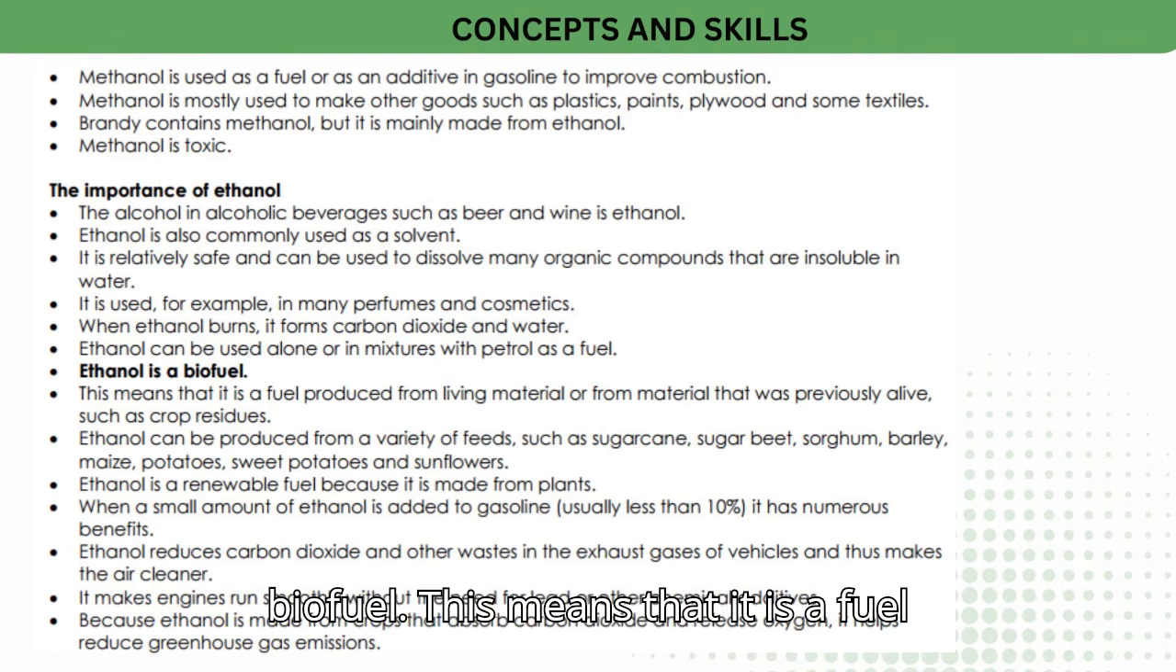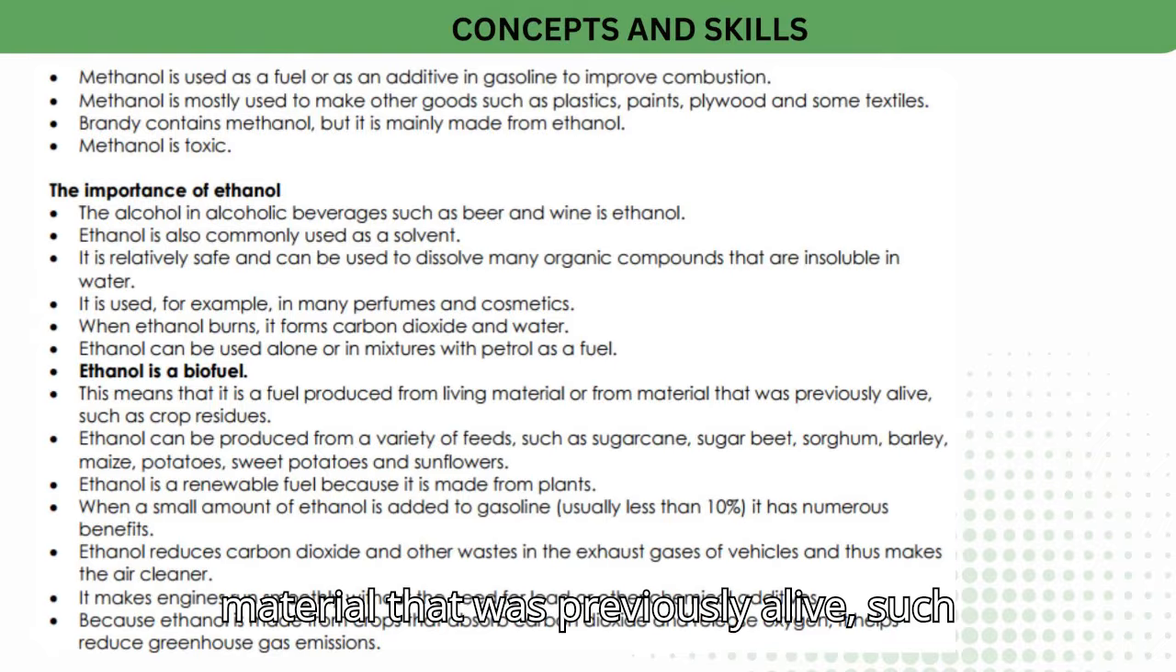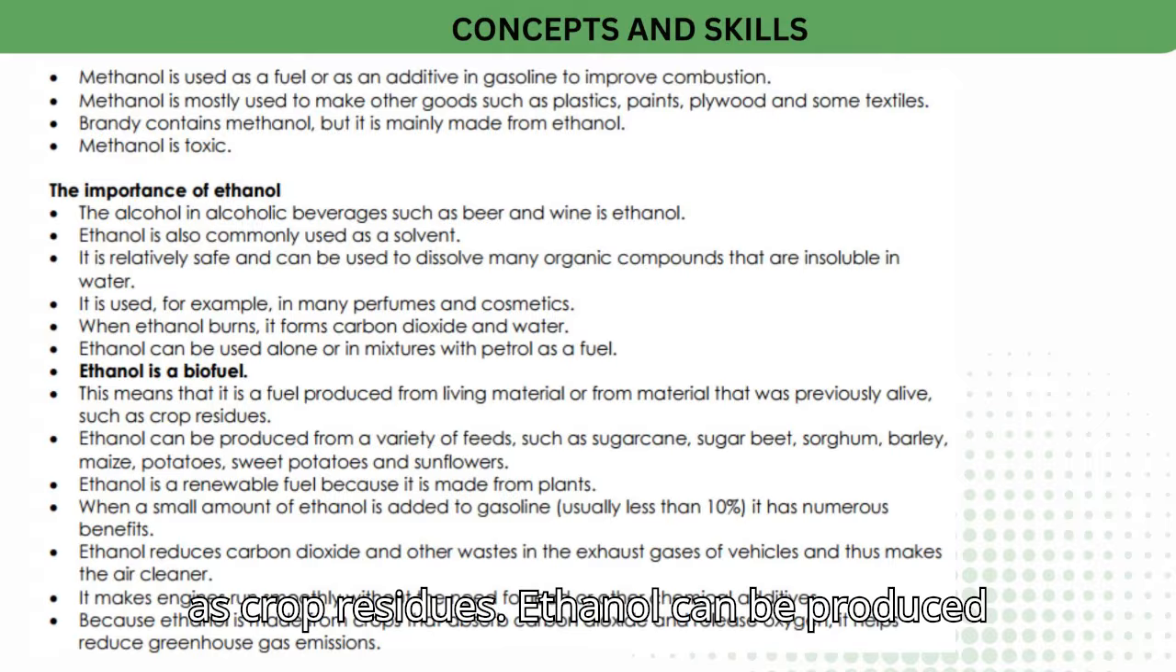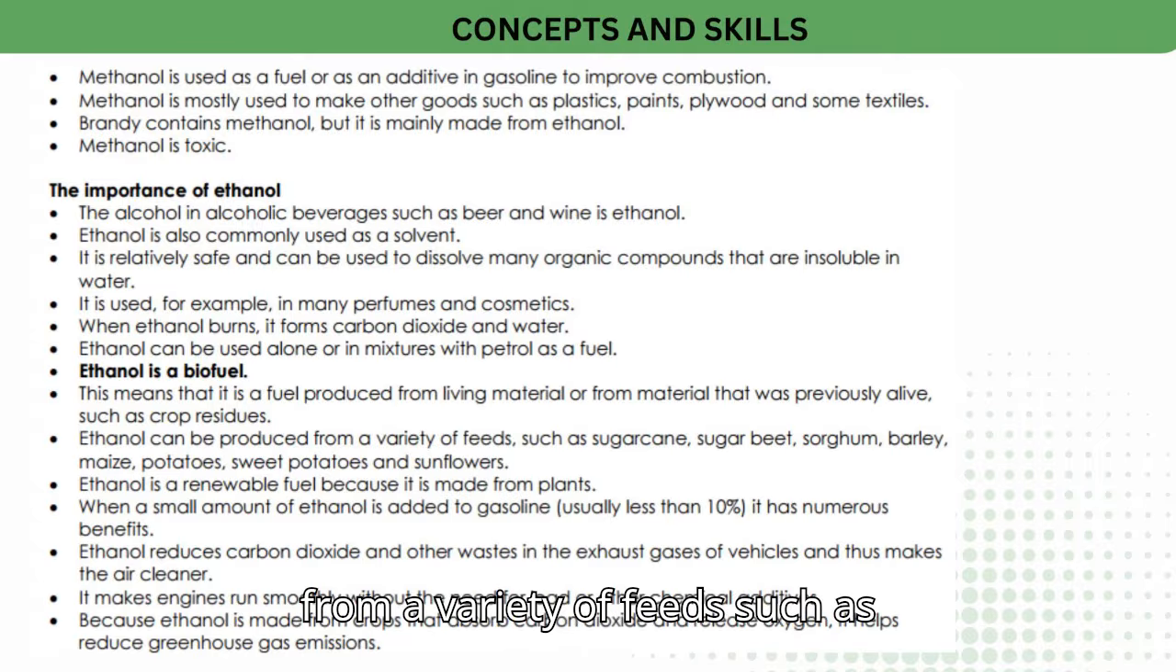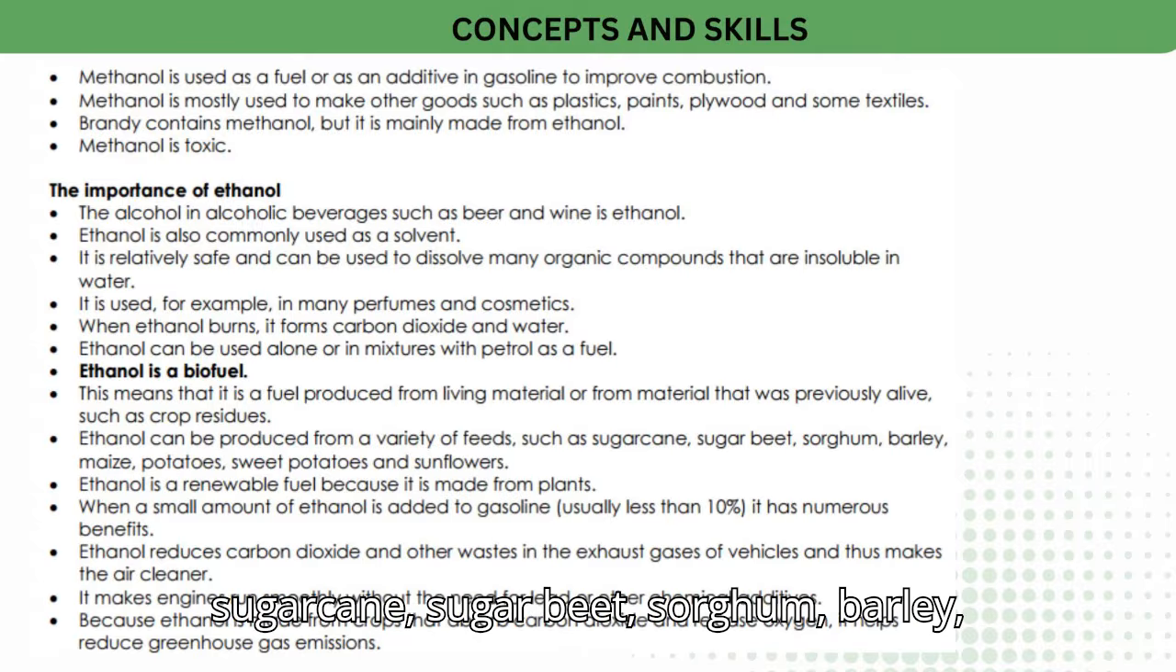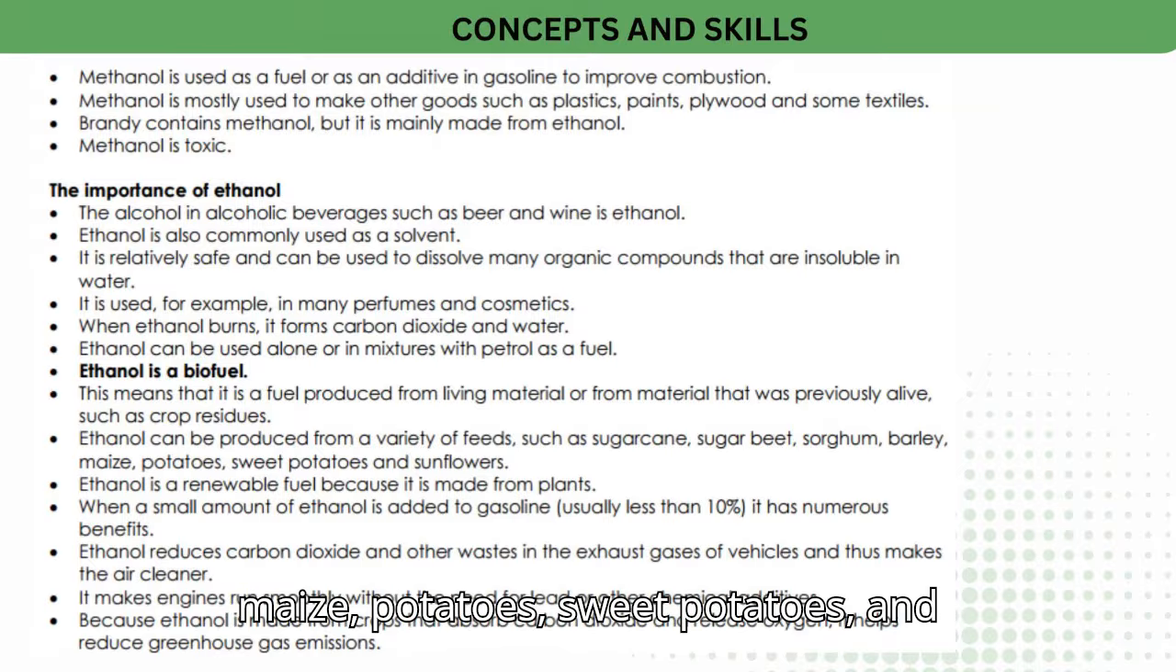Ethanol is a biofuel. This means that it is a fuel produced from living material or from material that was previously alive, such as crop residues. Ethanol can be produced from a variety of feeds, such as sugarcane, sugar beet, sorghum, barley, maize, potatoes, sweet potatoes, and sunflowers. Ethanol is a renewable fuel because it is made from plants.